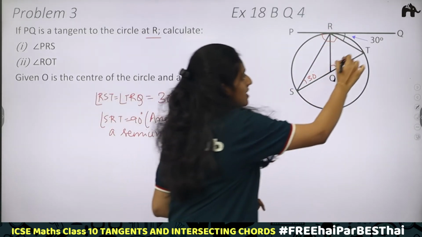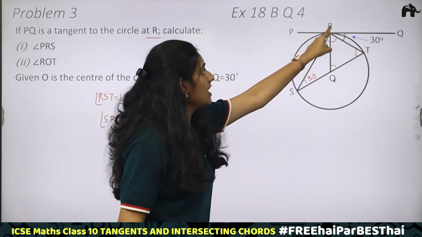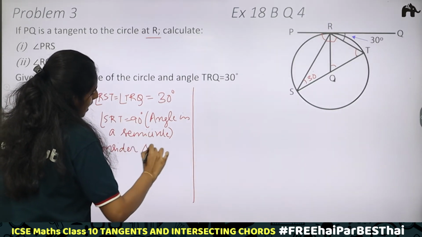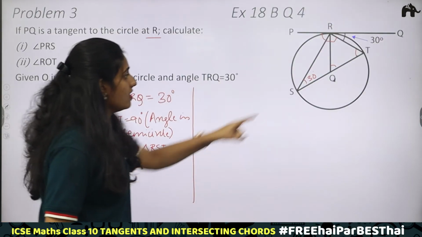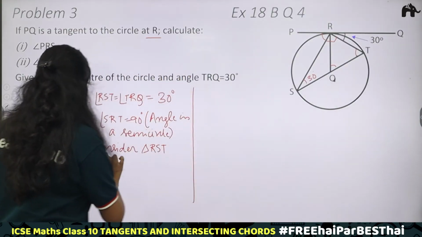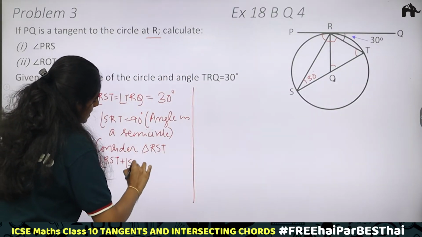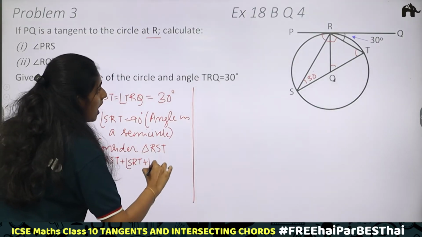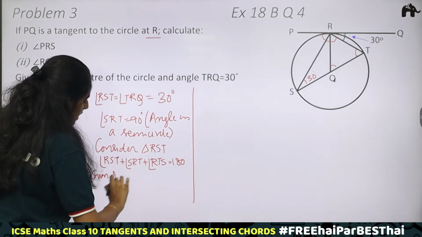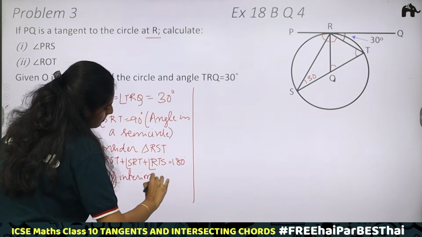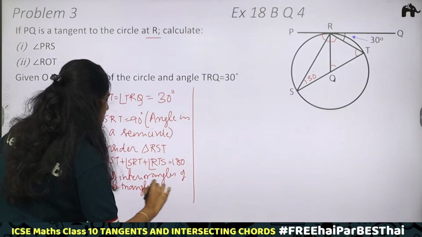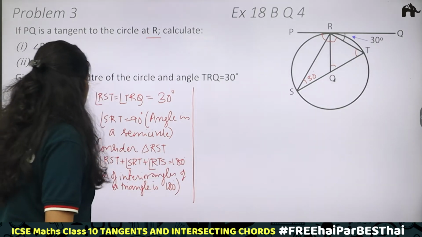Yes, what is RTS? Here when you consider the triangle RST, we have RST is equal to 30 degree and SRT equal to 90 degree. Angle RST plus angle SRT plus angle RTS is equal to 180 degrees. Okay. What is the reason? Sum of interior angles of a triangle is 180 degree. Okay. Now put the values.